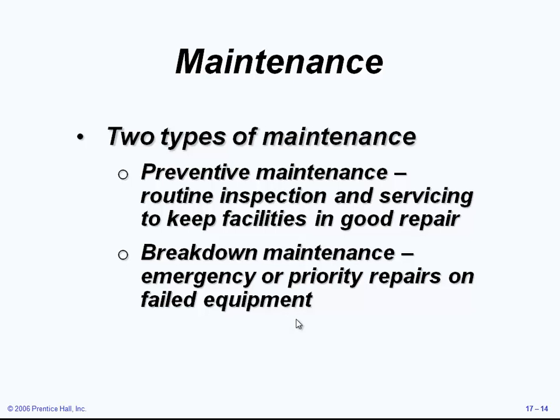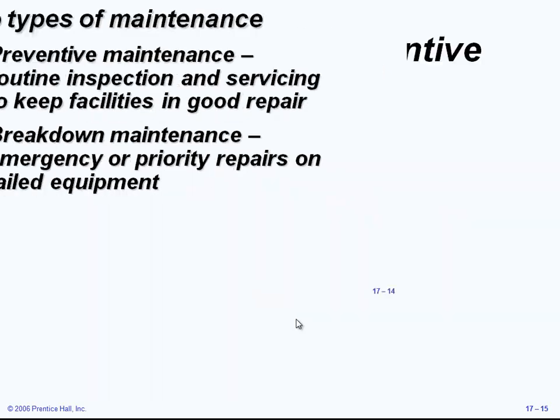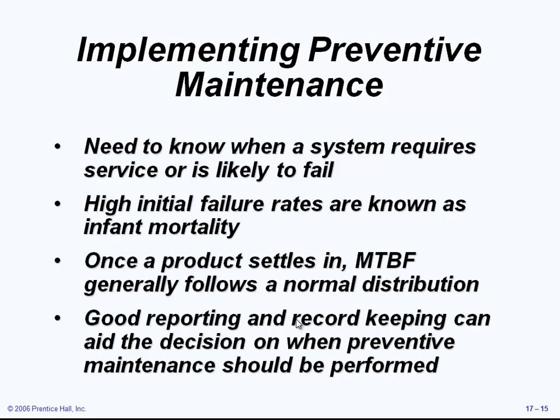Going back to maintenance, we notice that we have 2 types of maintenance. Preventive maintenance, which is routine inspection and servicing to keep facilities in good repair, and breakdown maintenance, which is emergency or priority repairs on failed equipment. Implementing preventive maintenance in a manufacturing or on the organization level, we need to know when a system requires service or is likely to fail, and create a schedule to maintain the system.